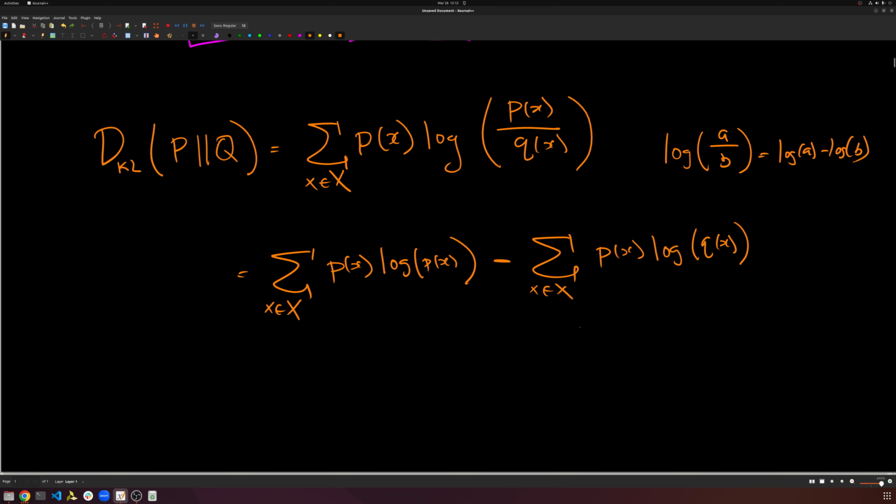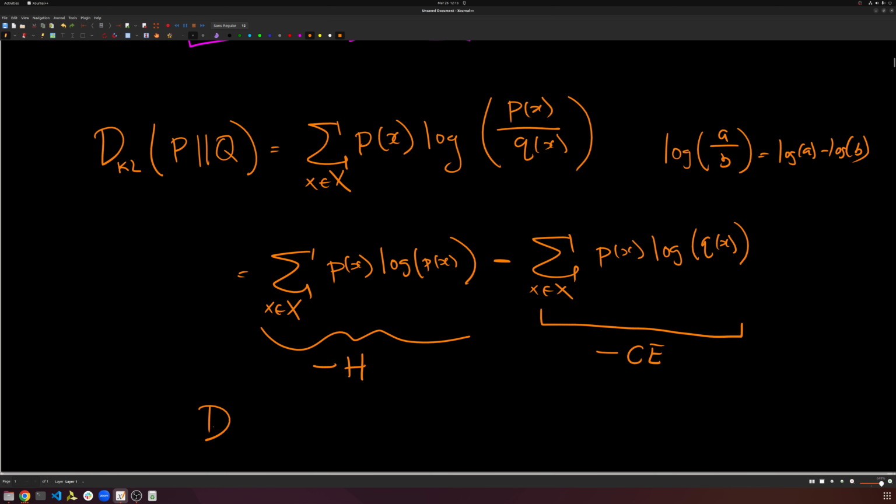This should look very familiar. This here is just our negative entropy, so negative H. This is our entropy formula, but the entropy formula typically has a negative in front of it. So because it's positive here, it's negative entropy. And then this is our negative cross entropy. Cross entropy is basically our entropy formula between two different distributions. So that's negative cross entropy.